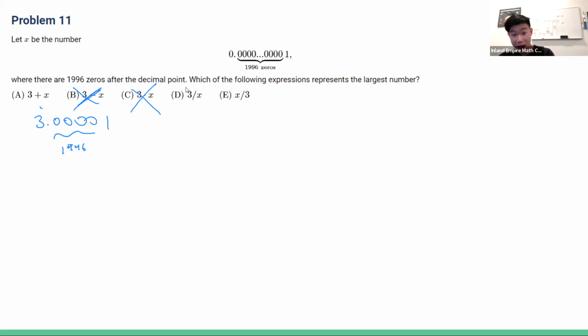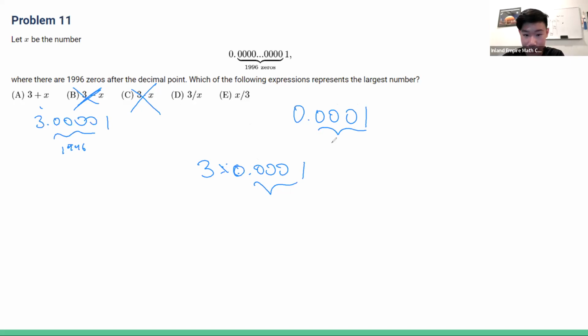We have 3 divided by x, and I might as well mention this one, x divided by 3. They seem similar, but they'll give us really different results. So what is 3 divided by x? So we have 3 divided by a tiny fraction, right? And at the same time, we have this tiny number divided by 3. Okay, let's take a look at this one first.